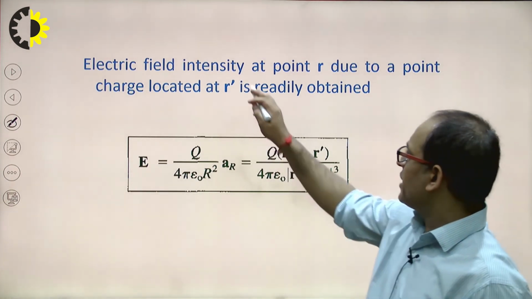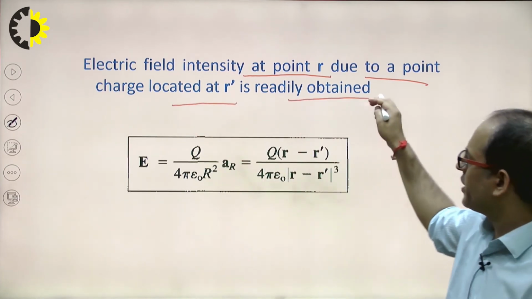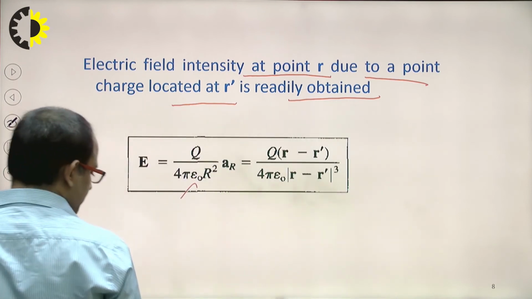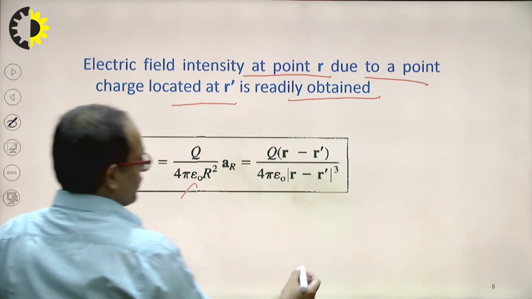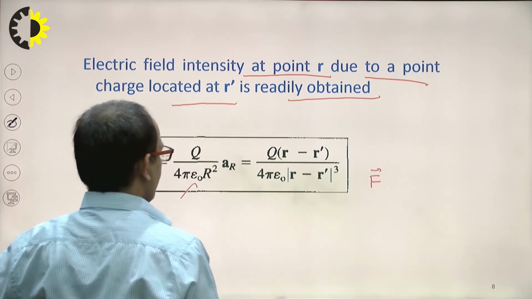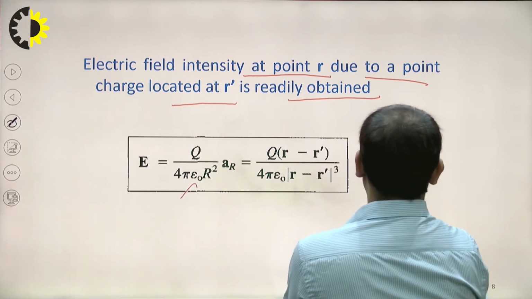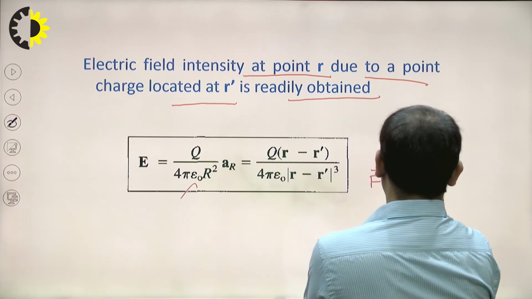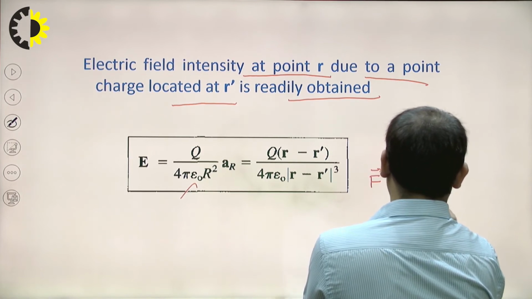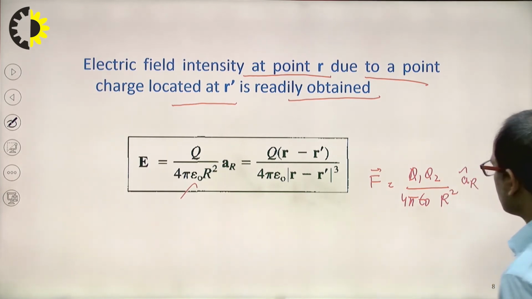So electric field intensity at point R due to point charge located at R dash is readily obtained by this one. So for the general formula, I can say that, this one was the general formula. This was the formula of force, that is equal to Q1 Q2 upon 4 pi epsilon naught R square A cap R. So this was the formula for force.